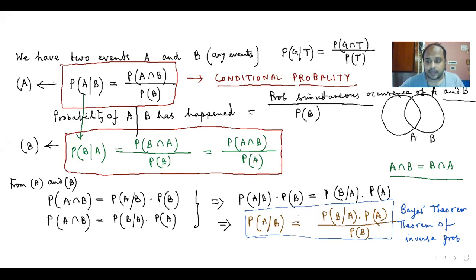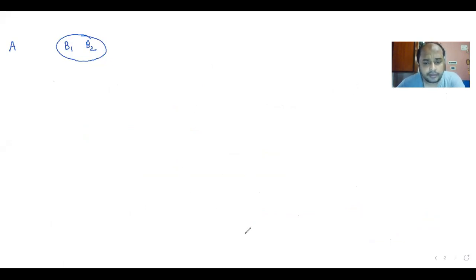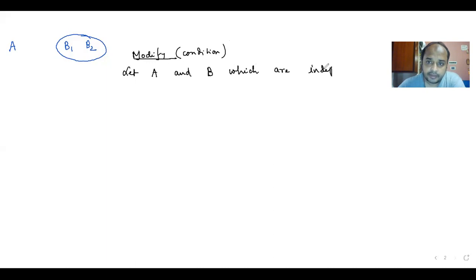Okay, now let us come to the interesting part. Whenever we discussed conditional probability, we considered that capital A and capital B be any two events. Now let us modify our condition. Instead of taking any two events, let us choose capital A and capital B which are independent. That means the happening of event A does not affect or influence the happening of the other event. Two persons sitting at different places, tossing coins simultaneously, but they are spatially separated.